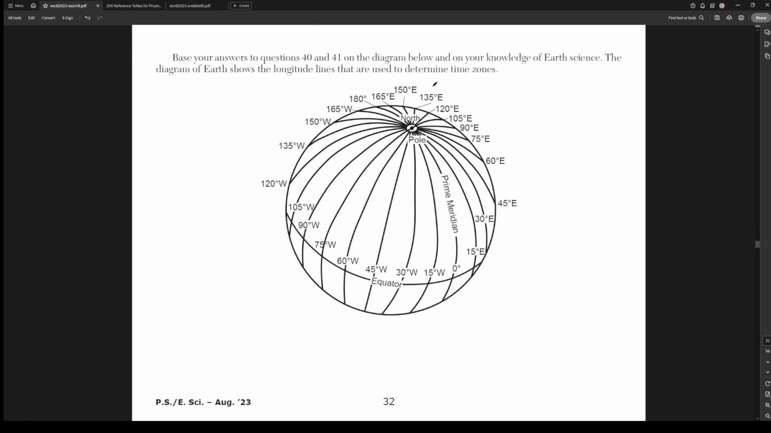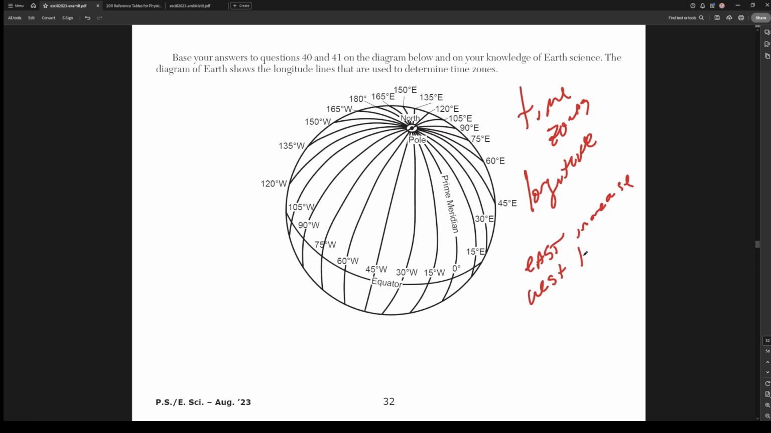Alright, we got our longitudinal lines here. So these are time zones. I'm just writing things that I know here. Longitude. As you go east, time will increase. As you go west, time will get less by 1 hour every 15 degrees. And that's probably what this is going to be about.